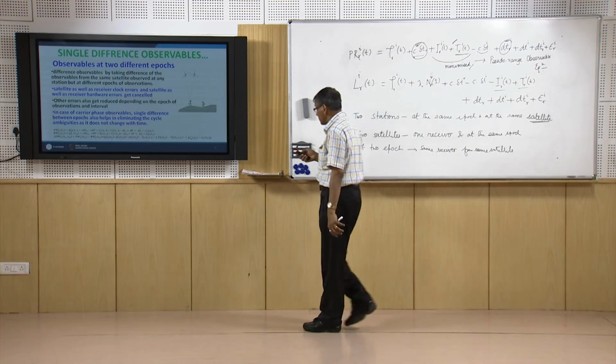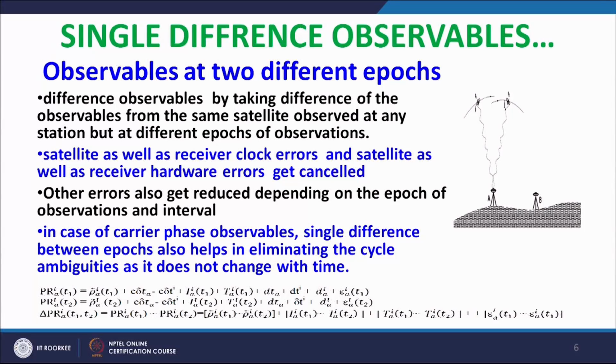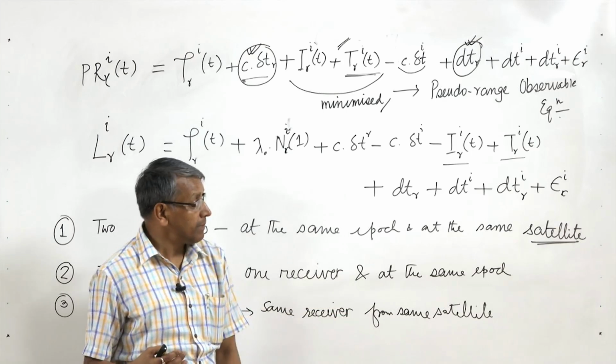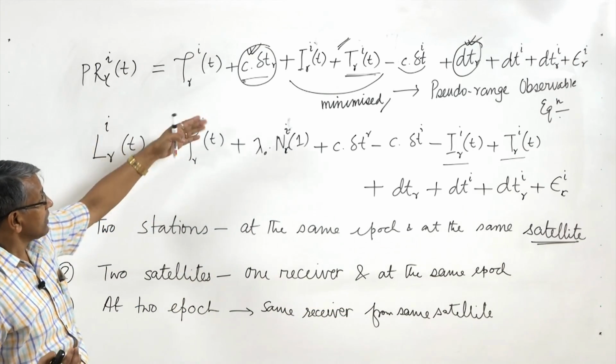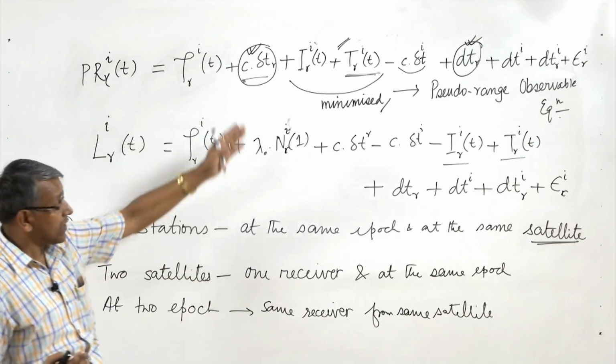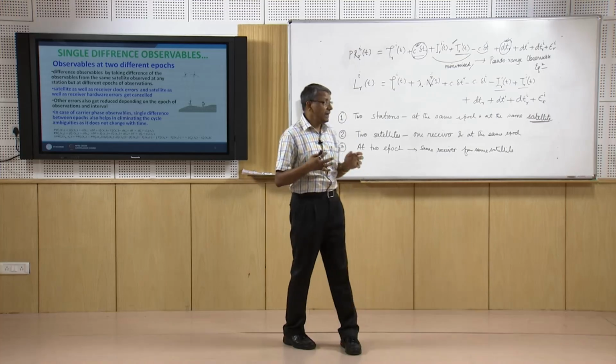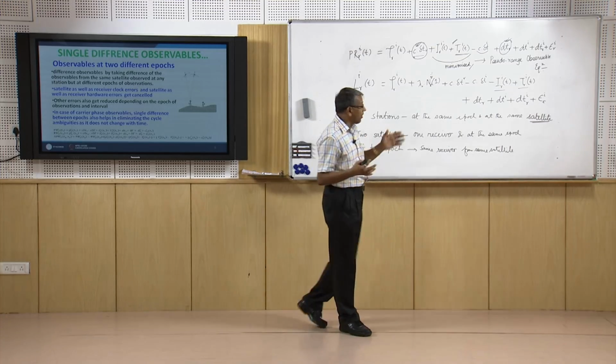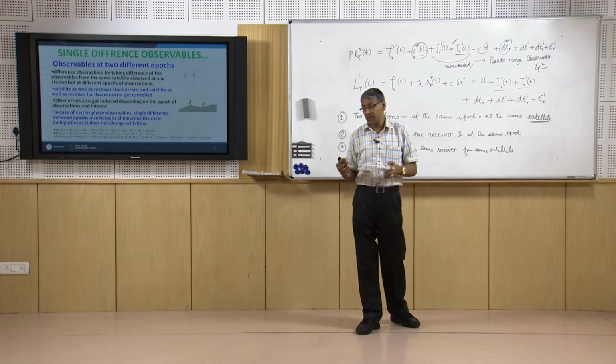Now, with this we can say that using signal difference observables we can reduce or minimize many of the errors that are present in GPS observables, and by relative positioning we go for this single differencing.